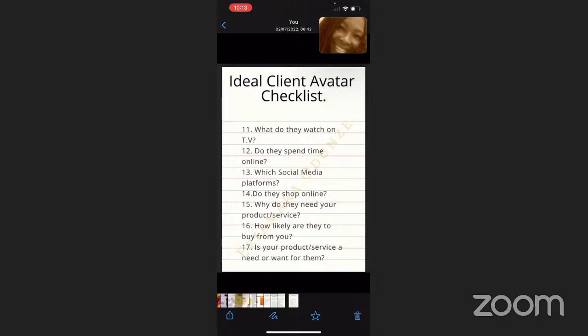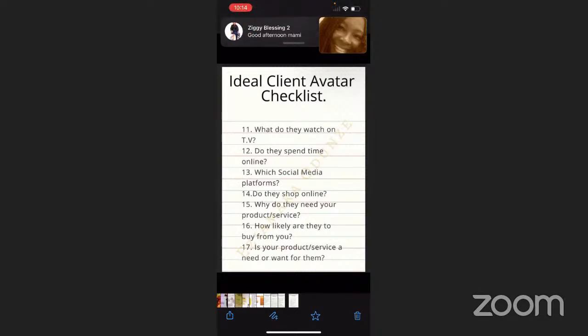You need to know that, because why we're asking all these questions is so that you'll be able to know where your ideal clients hang out, so that you also know their demographics and their kind of behaviors, to be able to know how to reach them and the kind of things you should be saying that can attract them. Question number 12, do they spend time online?